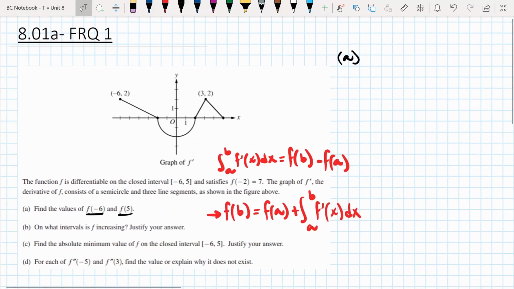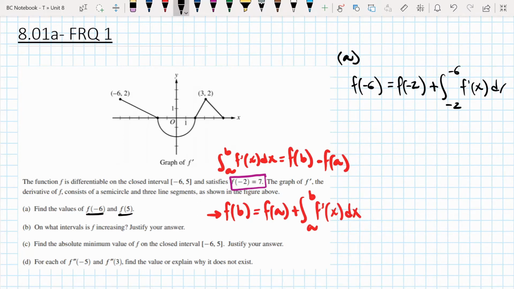Okay, and this right here, this second form, is what we're really going to use to solve question A. So if I want to evaluate f of negative 6, I'm really going to take the starting point that we're given, f of negative 2, and I'm going to add to it the integral from negative 2 to negative 6 of the derivative of f of x dx. Okay, and this is going to help us evaluate what f of negative 6 is. So before we do that, let's rewrite f of negative 2. We know that's equal to 7 plus the integral from negative 2 to negative 6 f prime dx.